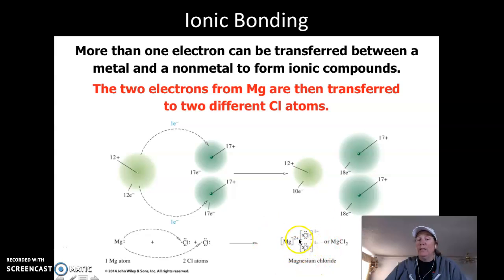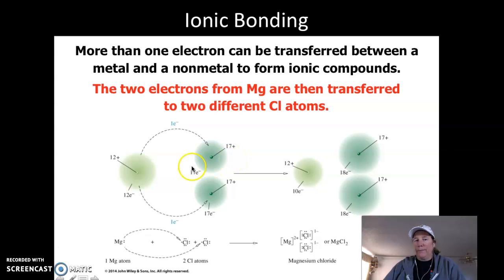They have to equal each other out. You know, if this is +4, +3 over here, this has to be -3 over here. They have to be the same. They have to equal each other out. Okay, so here's one where I transfer 2, but I needed 2 chlorine for every 1 magnesium because magnesium has 2 to give.